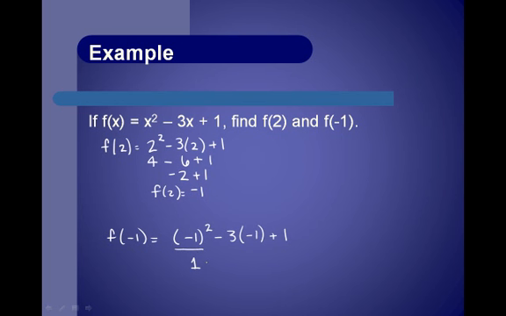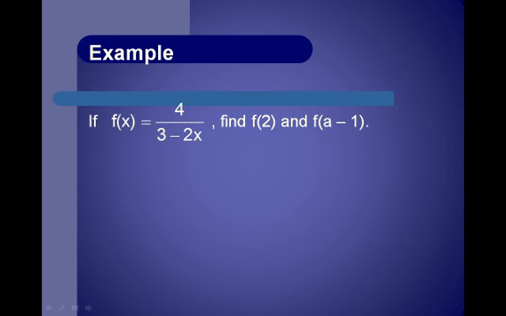If you put that in your calculator, make sure you put the parentheses around the negative 1. Then we have a minus 3 times negative 1, which would be negative 3, plus 1. So this becomes 1 plus 3, which is 4. So 4 plus 1 is 5. So f of negative 1 is equal to 5.